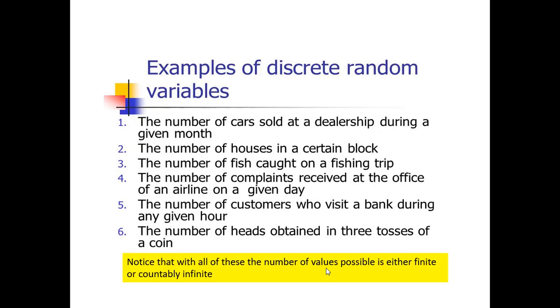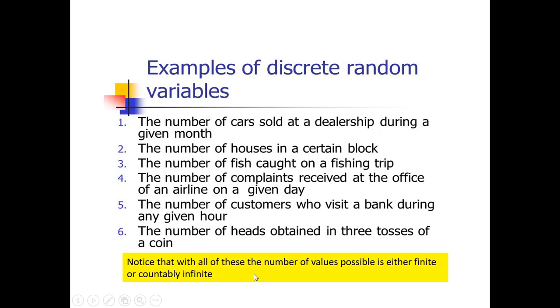So some examples of discrete random variables would be the number of cars sold at a dealership during a given month, number of houses on a certain block, number of fish caught on a fishing trip, number of complaints received at the office of an airline on a given day, number of customers who visit a bank during any given hour, and the number of heads obtained in 3 tosses of a coin.